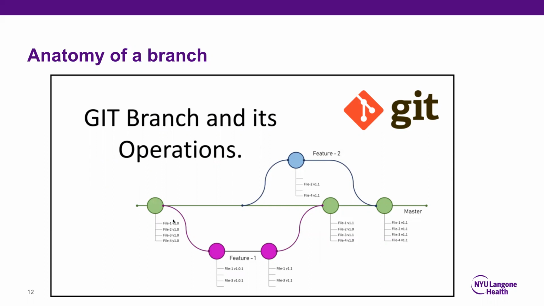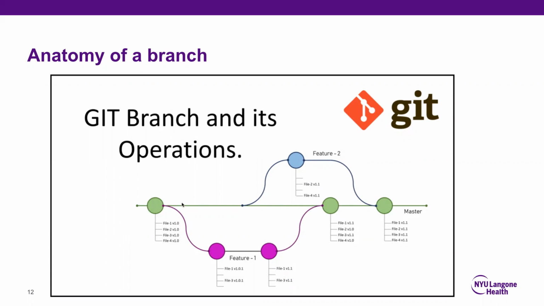And I can do that by checking out, in this case, file 1 and file 3. I'm going to make those changes and make a new commit on this branch. And I now see I have version 1.1 for file 1 and file 3. And once I'm satisfied with those changes, I can go ahead and merge them back into the main branch.